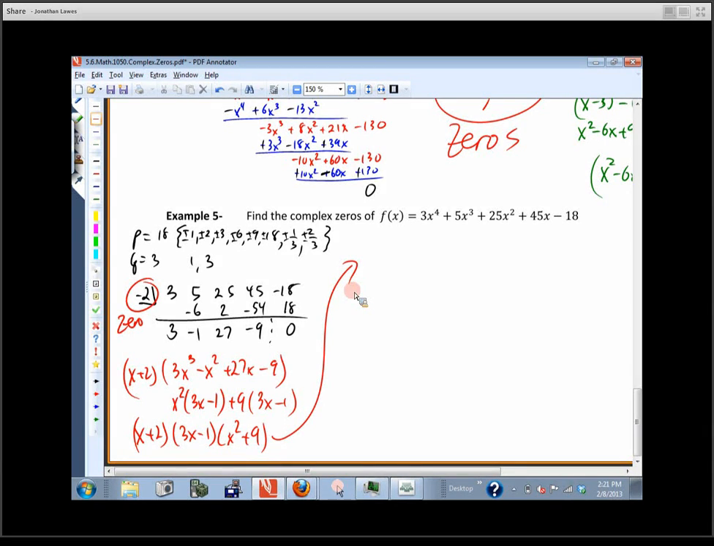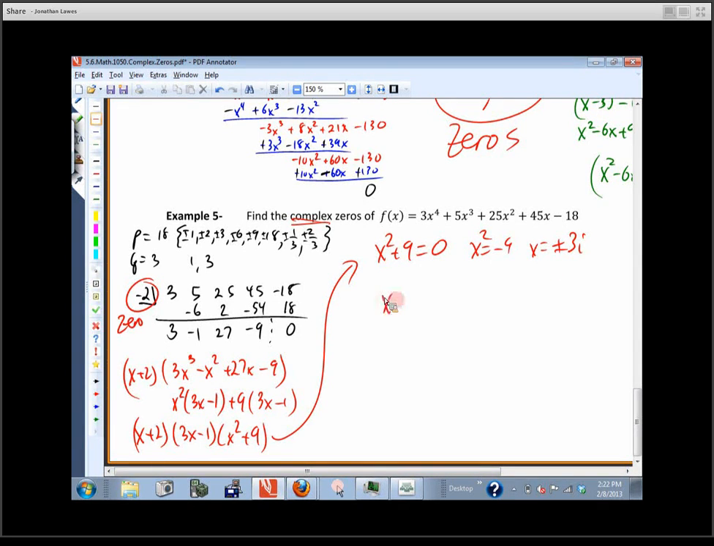It would be nice if it were a -9. It's not. But if I take x squared plus 9, it's a quadratic. It doesn't factor with real numbers, but does that mean there aren't any solutions from it? Especially considering the fact we're talking about complex zeros. Move the 9 to the other side. Take the square root, and I get, lo and behold, plus or minus 3i. 3i and -3i, which are conjugates of each other. Okay?